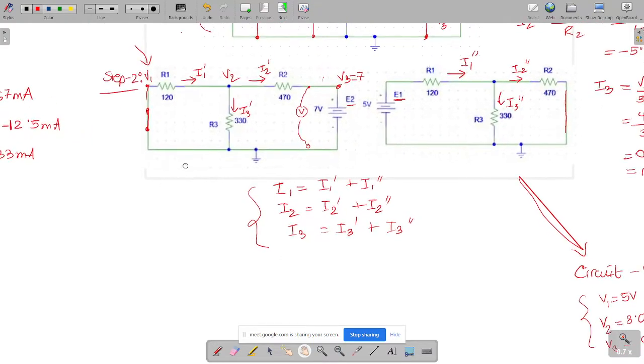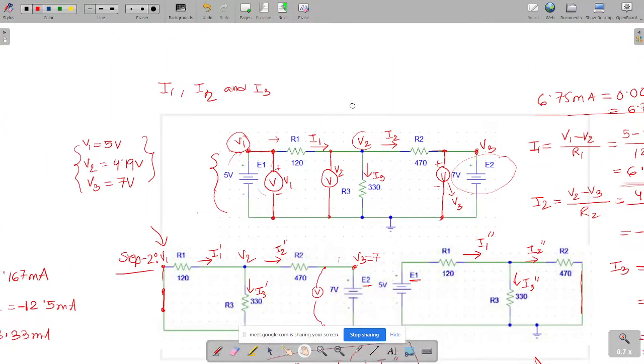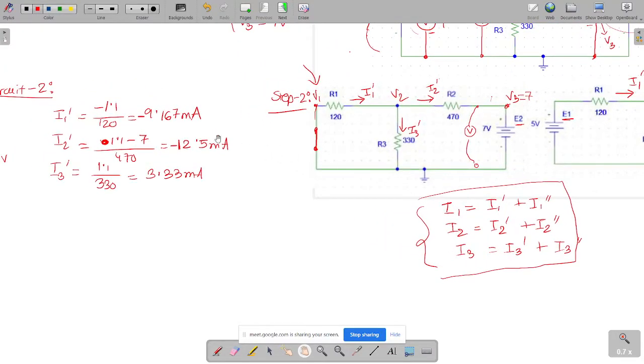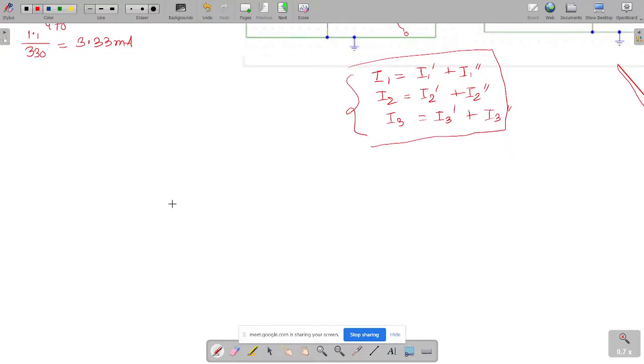So what do we need to verify? We need to verify that the currents that we found in circuit 1 will be the algebraic sum of the currents that we found in circuit 2 and circuit 3. Okay, so let us verify it. Let us verify the first one. So what do we have to add? We have to add I1 prime plus I1 double prime.